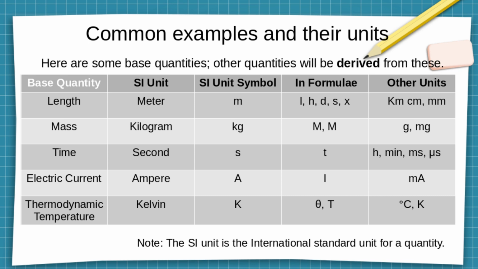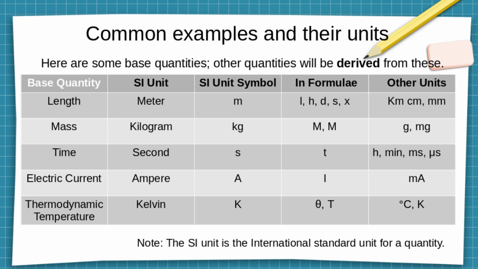Now let's look at some common examples and their units. The quantities given below are known as base quantities, and most of the other quantities that you will see in this course, and that will be introduced later, would be derived from these basic quantities. Okay, so let's look at length. Length is measured in the SI unit meter with the symbol m. However, in a formula you would not write it as m. For example, speed equals distance upon time, right? So distance over here would be denoted by a d. Okay, so you can use L, H, D, S or X, whatever fits there, whatever you want to use.